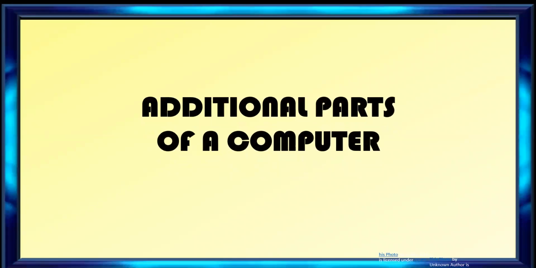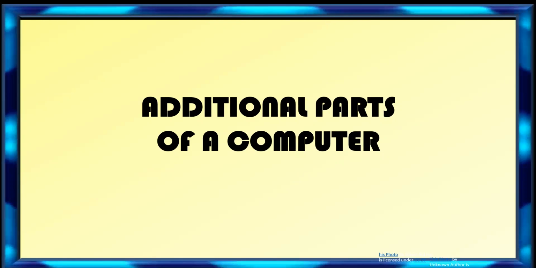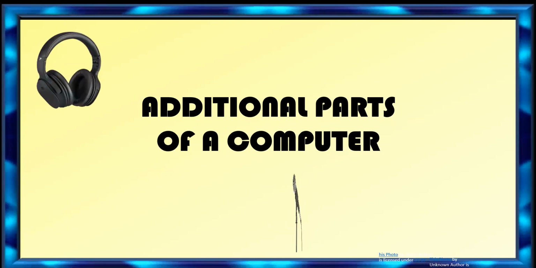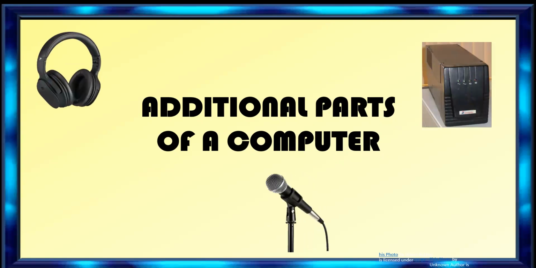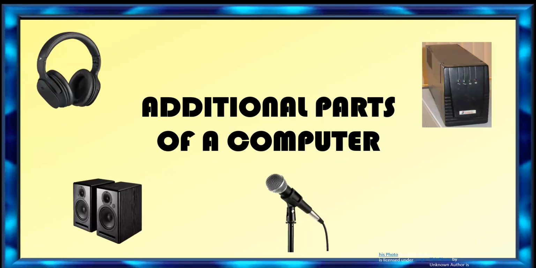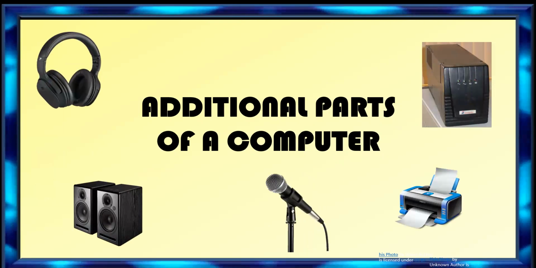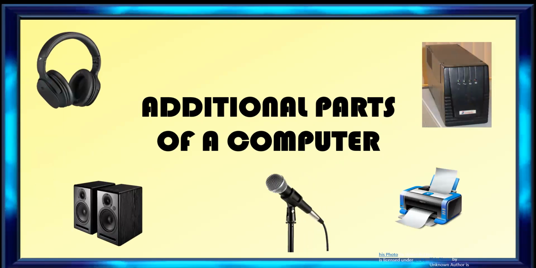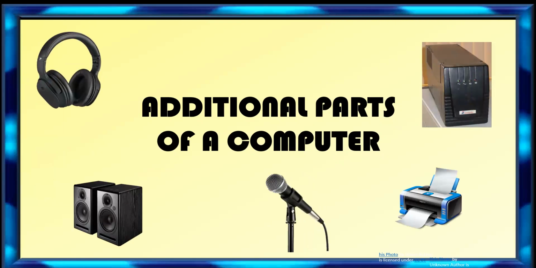So apart from the four main parts, there are some other parts of a computer which can be attached for its different functions. Apart from the four main parts of a computer, children, there are some additional parts of a computer which can be attached through cables to the CPU. Today we will learn some additional parts of a computer apart from the four main parts. Okay, children, now let us see the parts of a computer.